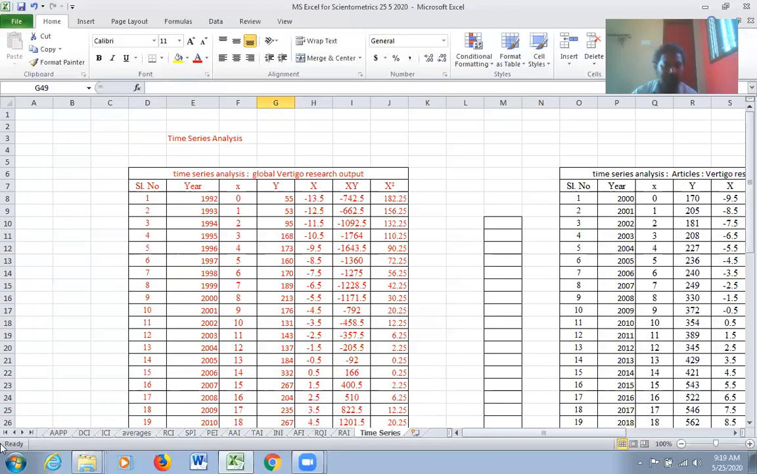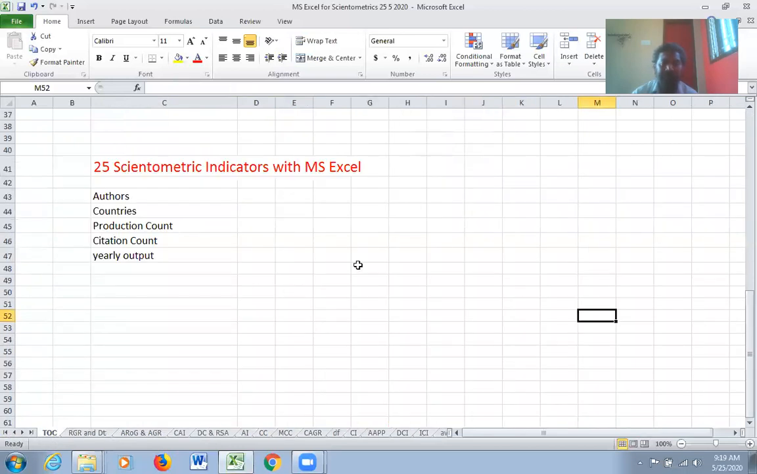So dear friends, till now we have seen how to calculate different kinds of scientometric indicators with MS Excel. I hope we will share with you this particular Excel sheet so that you go to any other databases, collect data, fit the data in these Excel sheets and get the answers for all these scientometric indicators.